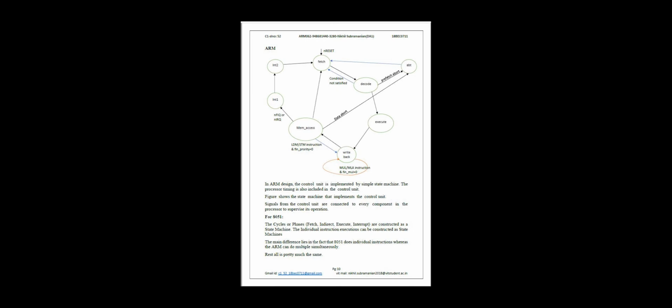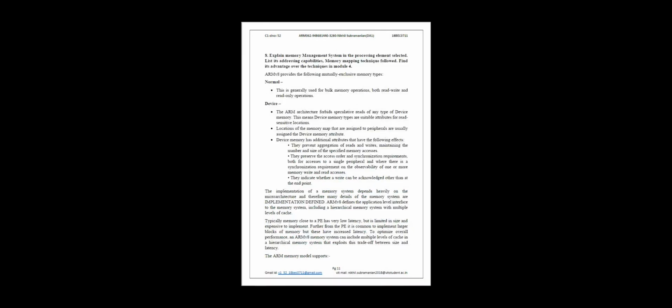The individual instruction executions can be constructed as a state machine. The main difference lies in the fact that the 8051 does individual instructions, whereas ARM does multiple simultaneously. The rest is pretty much the same. Now, the difference between the MMUs of the 8051 and ARM V8.